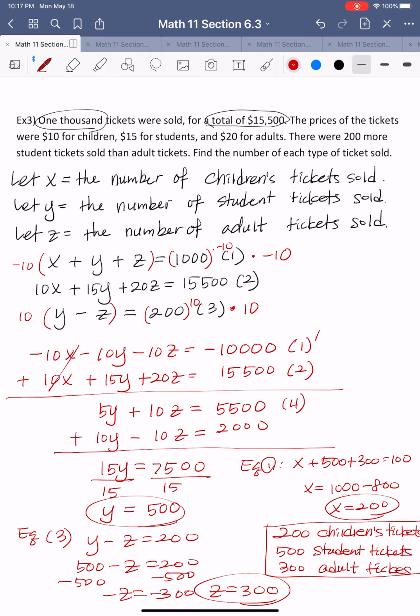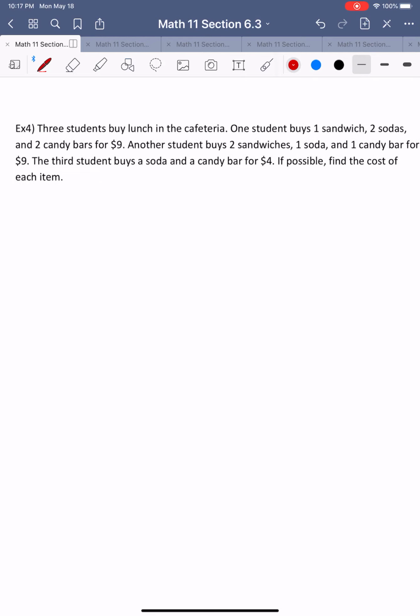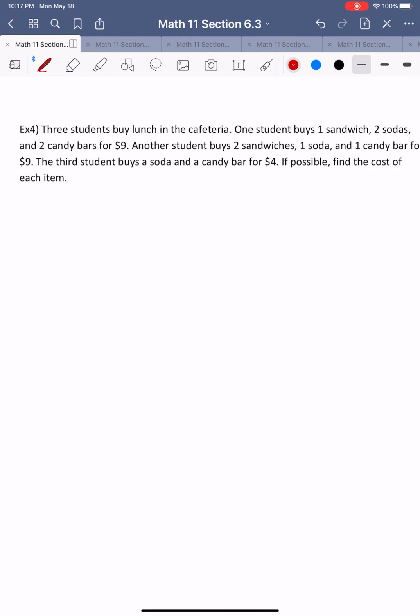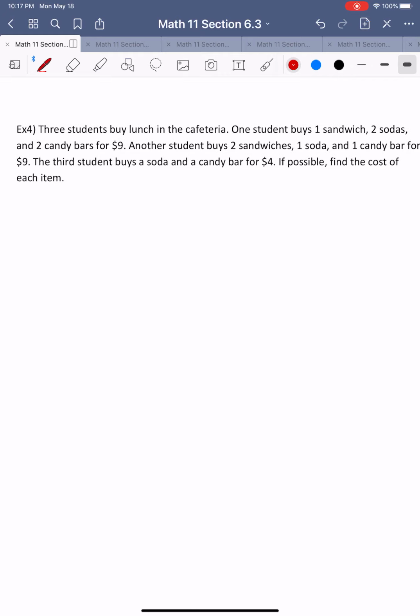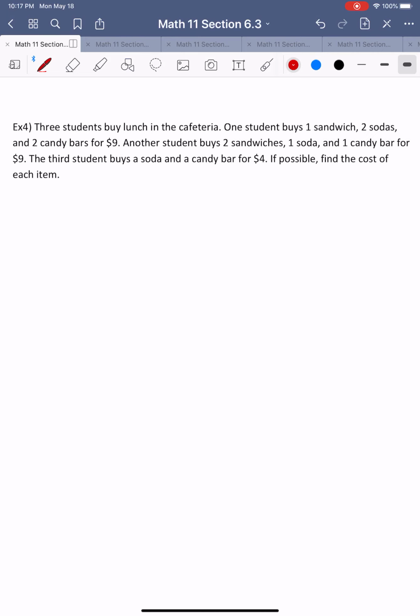Alright, let's look at the next one. Now, alright, 3 students buy lunch in cafeteria. 1 student buy 1 sandwich and 2 soda and 3 candy bars for $9. Another student buy 2 sandwiches, 1 soda, and 1 candy bar for $9. And then the third student buys a soda and candy bar for the $4. If possible, find the cost of each items.